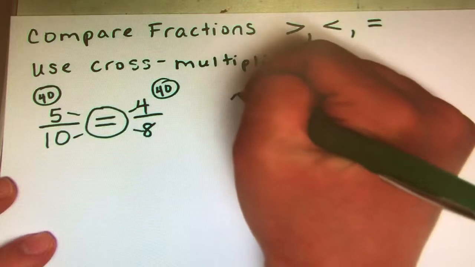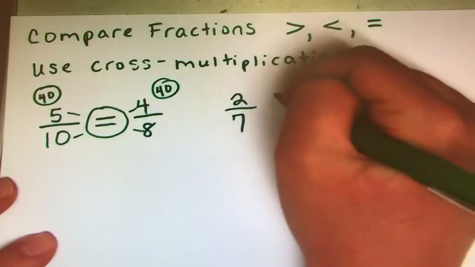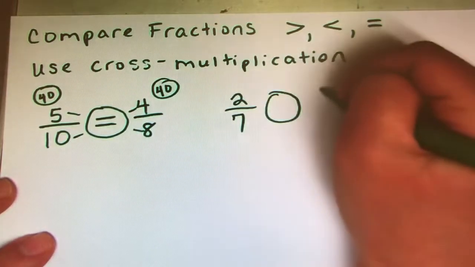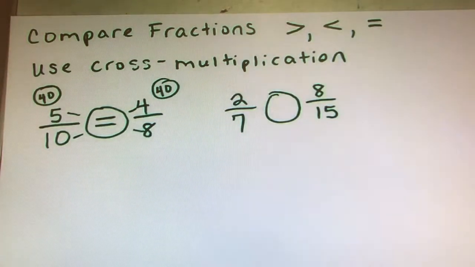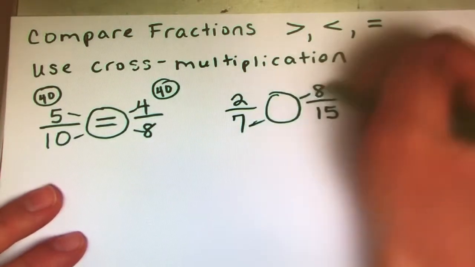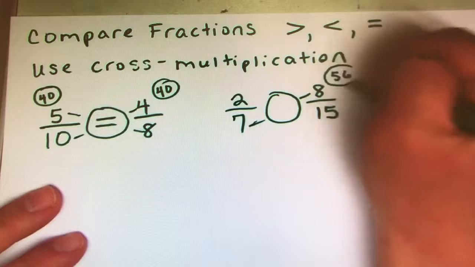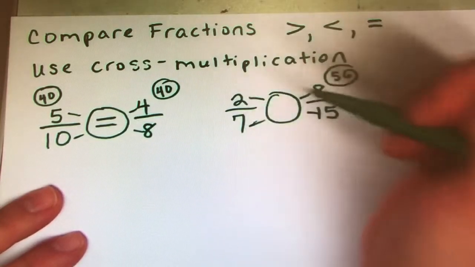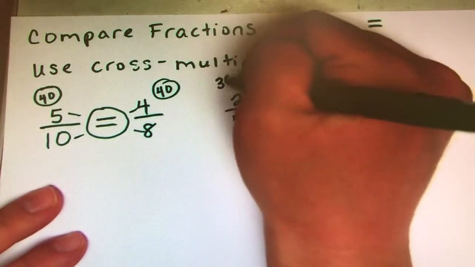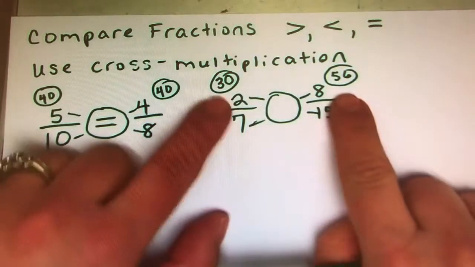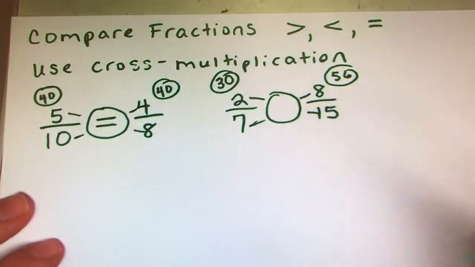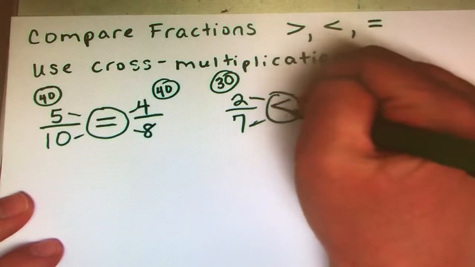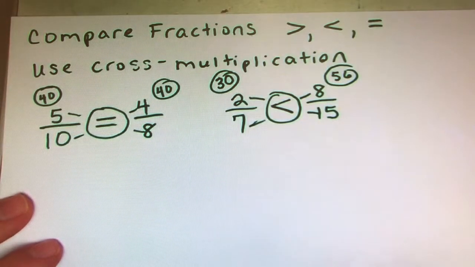What about one like this? 2/7 compared to, I'm putting the circle here for our sign, 8/15. We're going to use cross multiplication. 7 times 8 is 56, circle that. 15 times 2 is 30. Okay, and again, we compare our products. What is 30 compared to 56? 30 is less than 56. Therefore, 2/7 is less than 8/15.